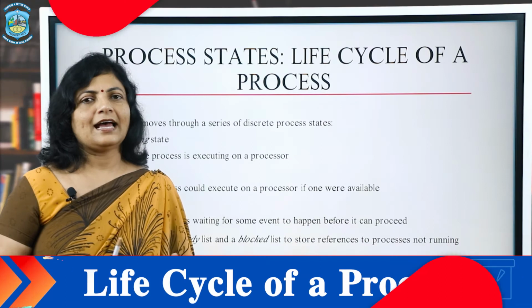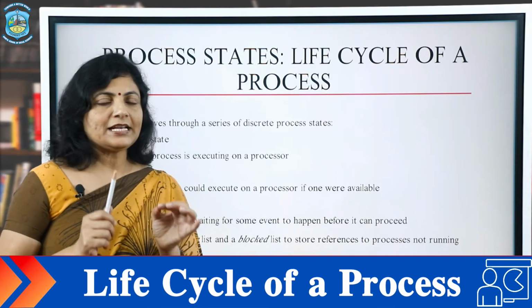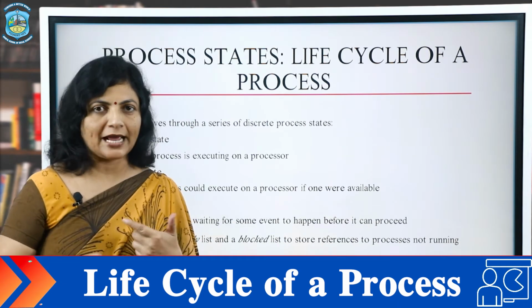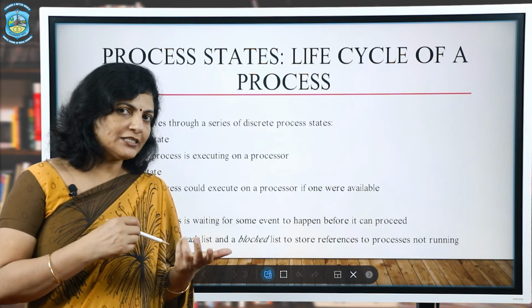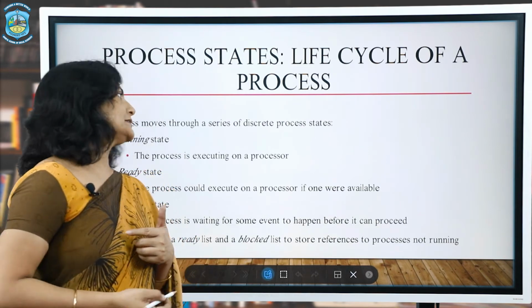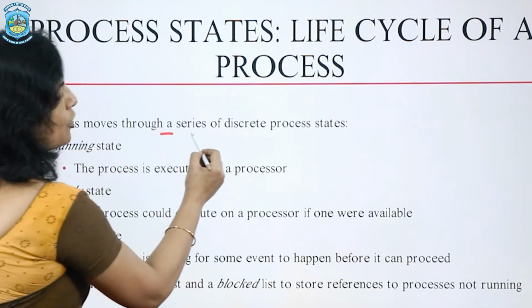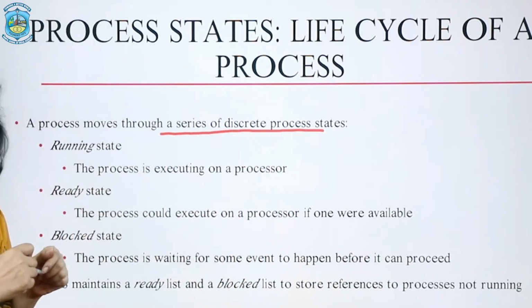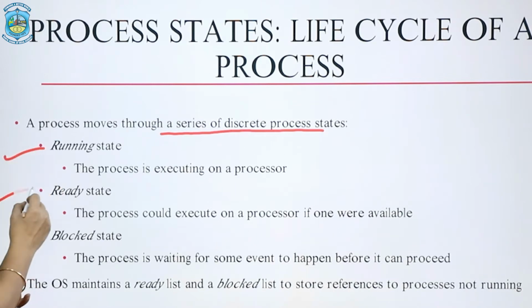Now let us understand the life cycle of a process. Each and every process has its own life cycle. It moves from one state to the other state. A process moves through a series of discrete process states like running state, ready state, blocked states.